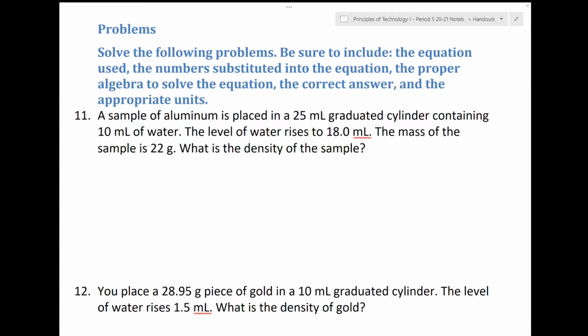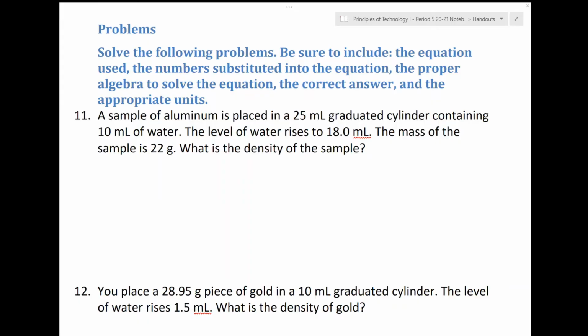And now we're on to the problems. Remember, when you're solving these problems, they should look similar to the problems that I solve. You should have your equations, possibly your variables and what they mean, and you of course have to have units on all of your answers.